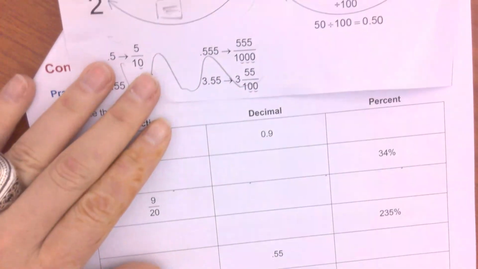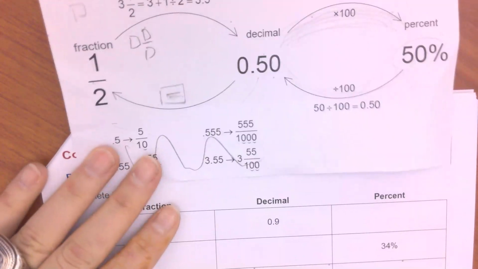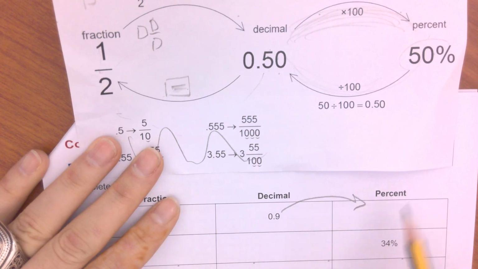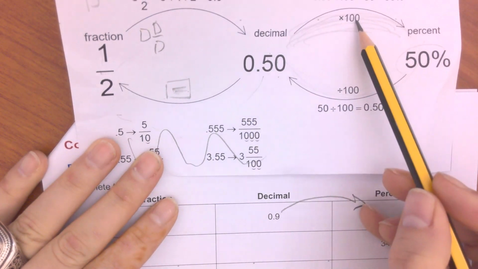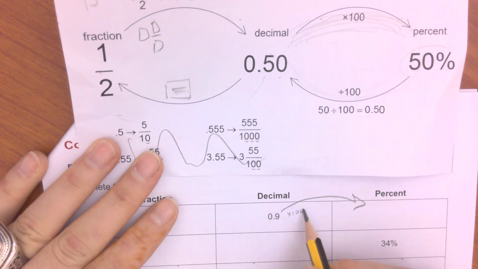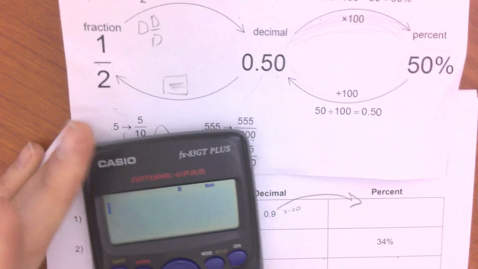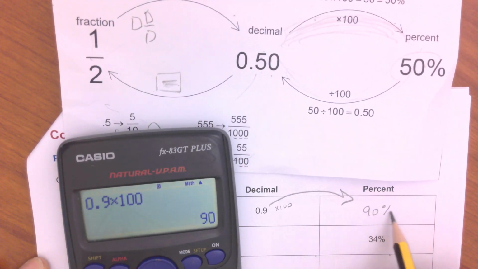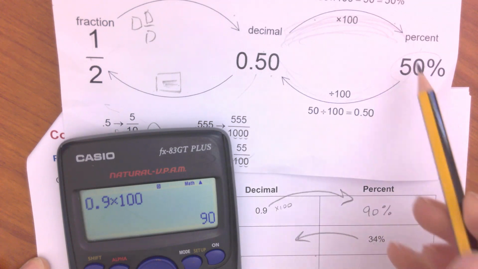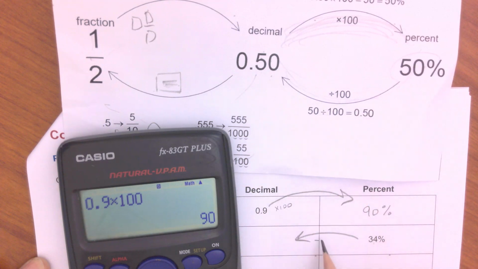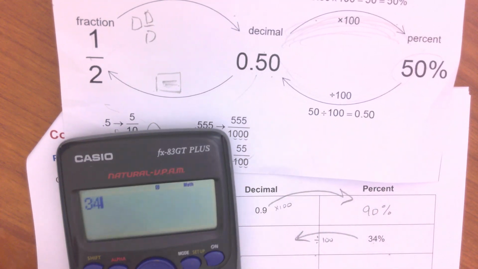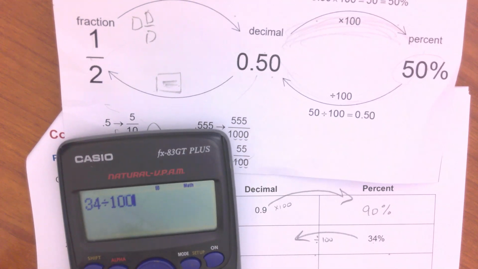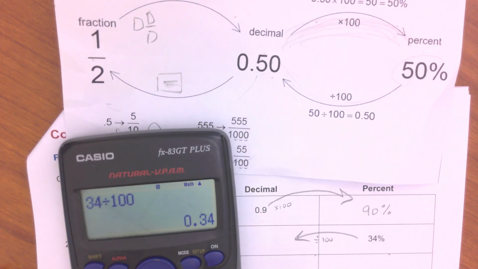So if I want to go from a decimal to a percent, I times by 100. So 0.9 times 100, 90%. If I want to go from a percent over to a decimal, I do the opposite. I do divide by 100. So 34 divided by 100. Push SD because we want a decimal, 0.34.